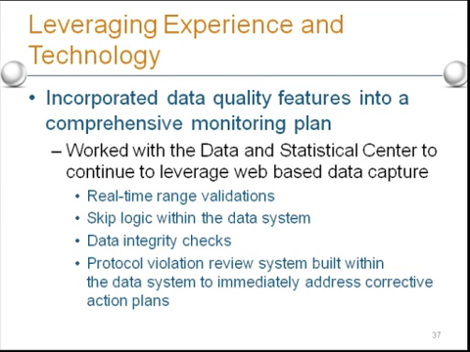We worked with the Data and Statistical Center to continue to leverage that web-based data capture system. They already had in place real-time range validation, skip logic, and data integrity checks, but this protocol violation review system was built into the system, and again, it allowed for conversations to occur between the lead investigator, the monitors, and the CCC and DSC staff to help identify whether this was a site issue, a person issue, or a protocol issue.